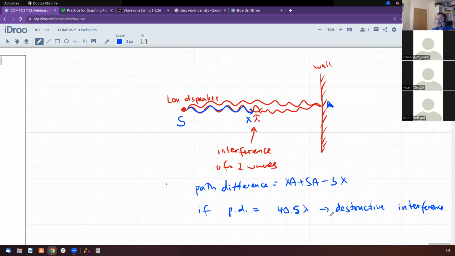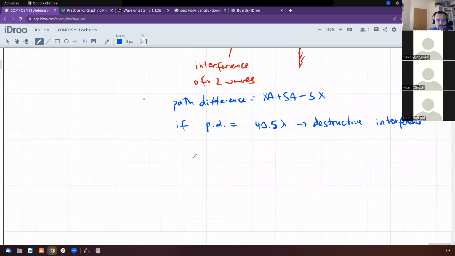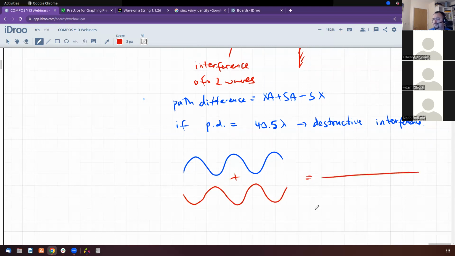Does this mean that you will hear silence? If the waves interfere destructively, the wave coming from the loudspeaker would be like this, and the wave coming from the wall would be like this. We add them, we should get 0. Can anyone argue against my logic?